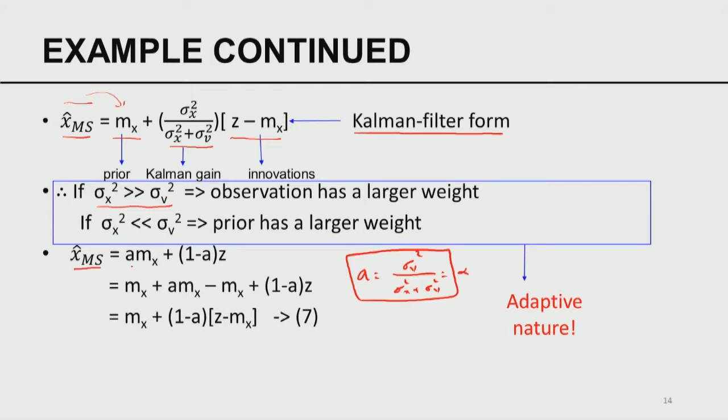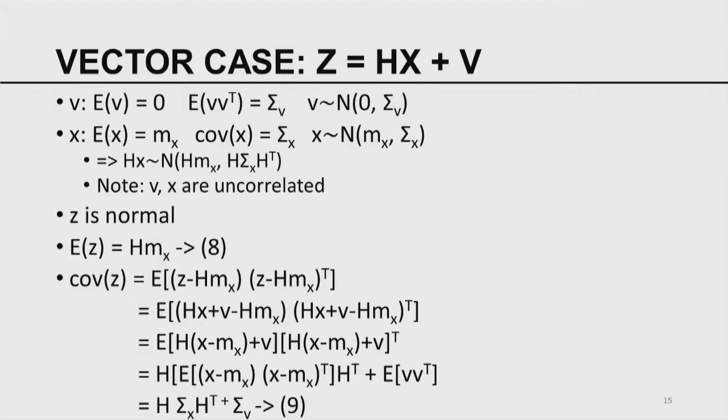XMS can be written as A times MX plus 1 minus A times Z, which can be written as MX plus this, and that can be written like this. So you can see these two forms are essentially the same form. This is also called the Kalman filter representation, Kalman filter like representation, KF form. So that is the basic idea behind the Bayesian estimation.